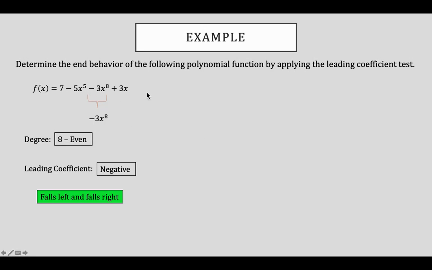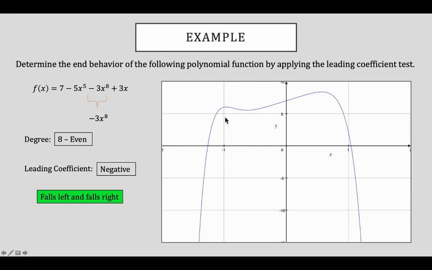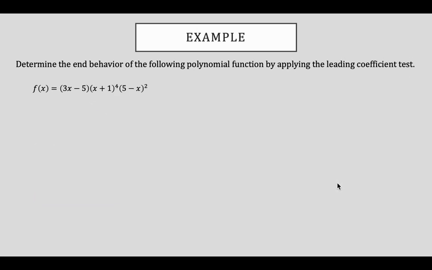And if you were to plug this into your graphing calculator to check your work, we could certainly see, yes, this graph goes down to the left and down to the right. That is how we apply the leading coefficient test. Again, we need to identify the degree of the polynomial and whether or not the leading coefficient is positive or negative. Let's look at one that's a little bit more complicated here.